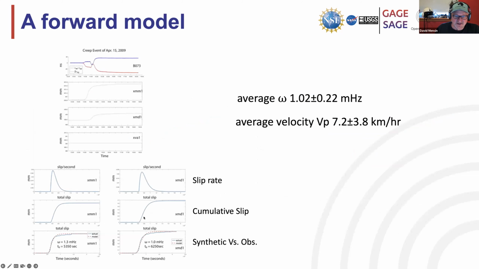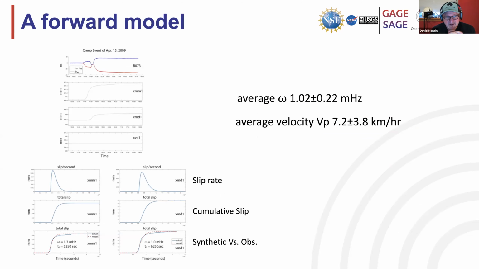And this is that same model trying to constrain this particular creep event and the 3 creep meters into a slip rate, the cumulative slip, and again, you can see our synthetic versus observed at the bottom. The important part on this particular work is we're trying to parameterize these creep events. So we have an average omega, which is its frequency content, and an average velocity and a start time.